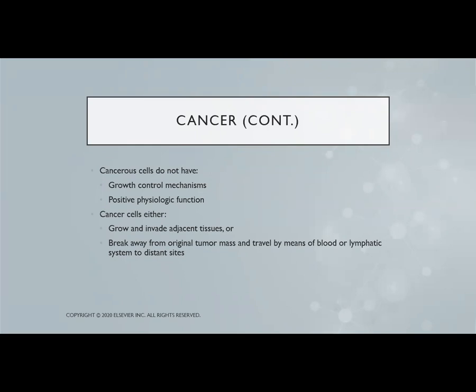Cancer cells do not have growth control mechanisms. So that's one of the characteristics of them: they can't turn off the amount that they grow. They have no positive physiological function. It's almost like I'm sending all of this nutrient into this bubble that's not actually helping out my patient. So we're just using resources instead of helping. Cancer cells either grow and invade adjacent tissues or break away from the original tumor mass and travel by means of blood or lymphatic system to distant sites. So we get very concerned when the cancer actually moves from one area and travels elsewhere.